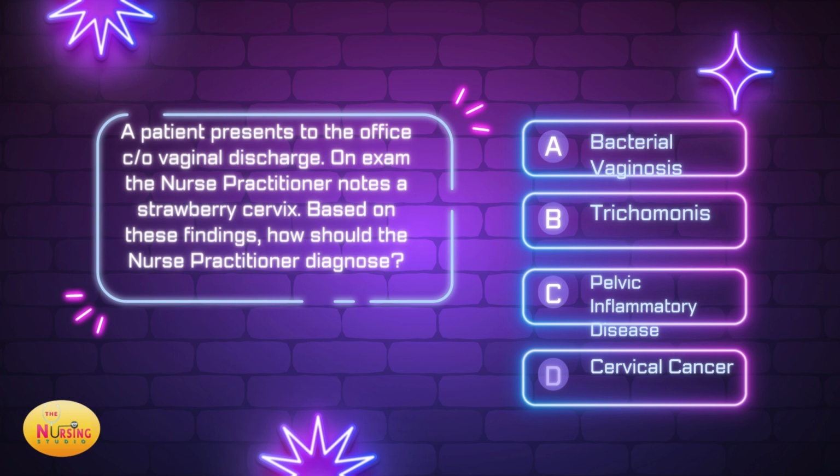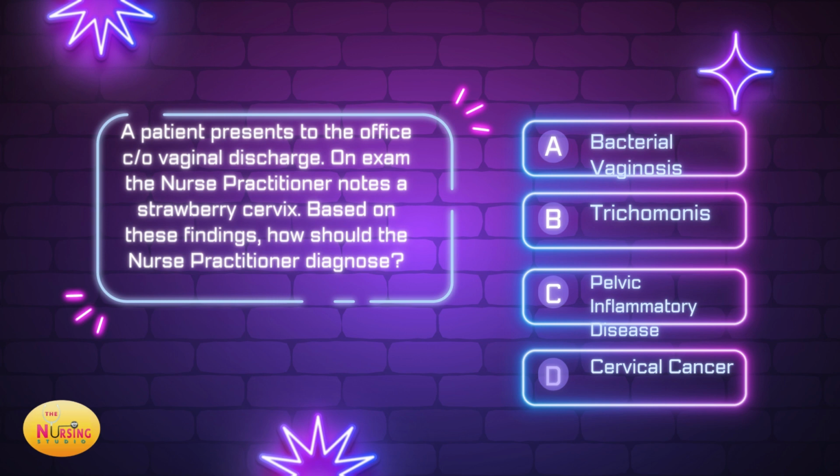The assessment is viewing how they present themselves, subjective and objective. So, how are they presenting? What are those signs and symptoms? What has been determined on exam when they were assessing the patient, right? So, for the assessment, the patient is complaining of vaginal discharge. This is subjective. This is what they're telling you is going on. And then on exam, the nurse practitioner is assessing the patient and notices a strawberry cervix.